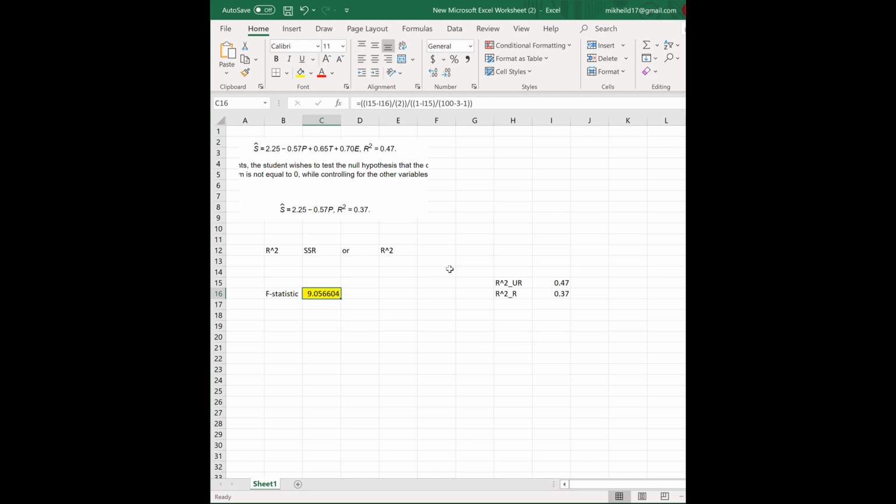Wait, I got a weird number. I'm sorry. How did I get this number? Let me ask you this. When the F-stat is 9.05, we also need the degrees of freedom? No, we need the critical value for that.